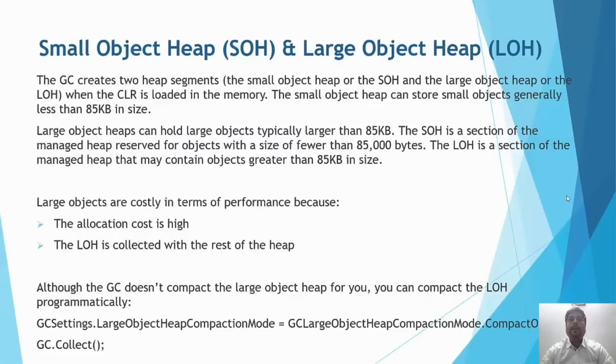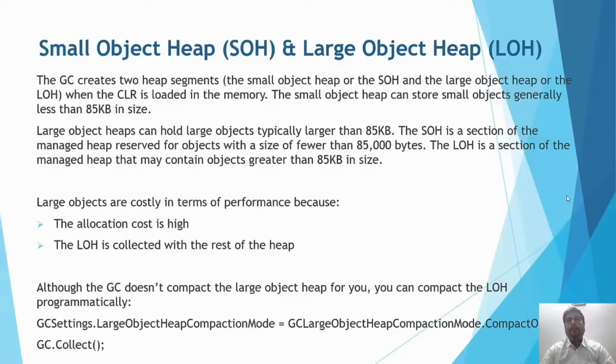But this does not happen in LOH. By default, the large object heap is not compacted by the runtime. You can, of course, trigger it by using the code given here, like GCSettings.LargeObjectHeapCompactionMode equals CompactOnce, and then you make a call to GC.Collect. In this case, GC.Collect will be making a full garbage collection.